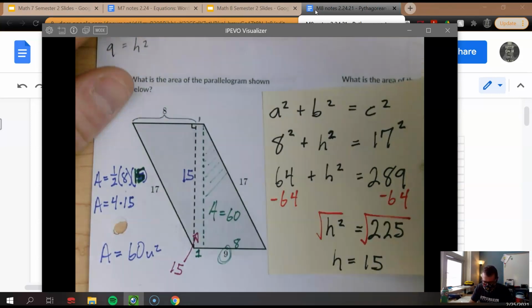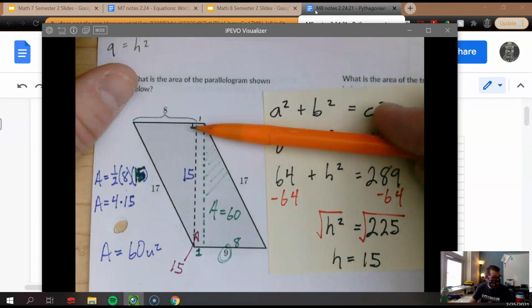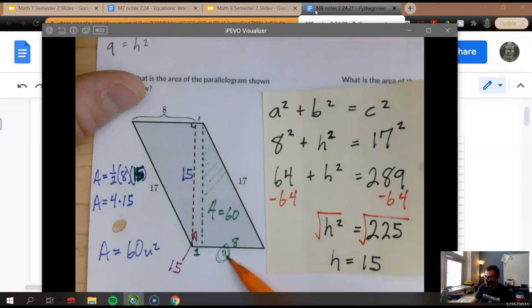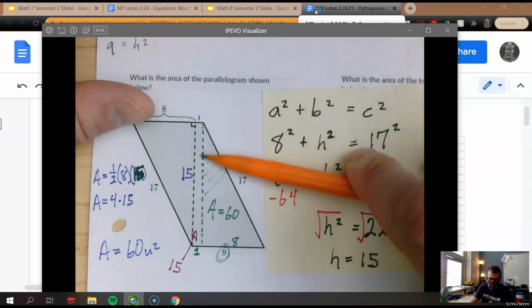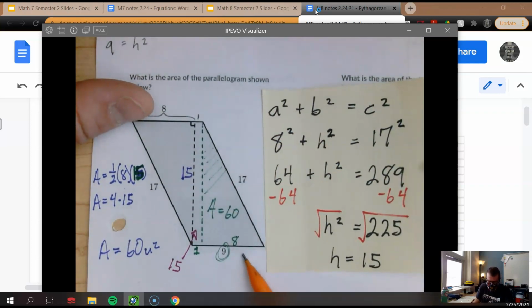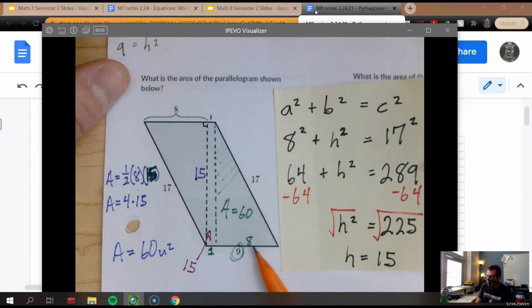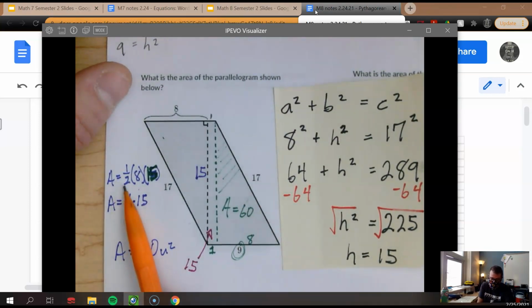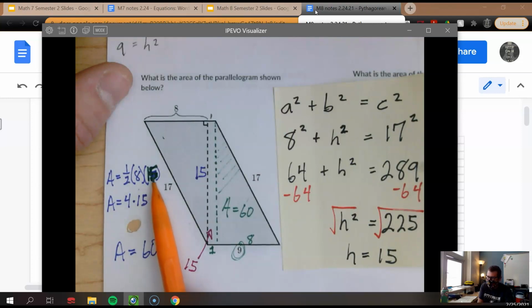All right. So. Careful. This 9 is a lie. I mean, kind of. The bottom is 9. But if I look at just the triangle, it's 8. So the formula for each of our triangles is the same. It's half of 8 times 15. That's a 15, sorry.